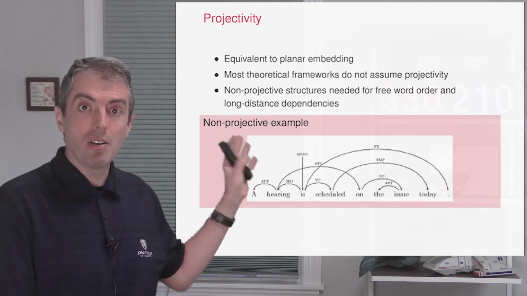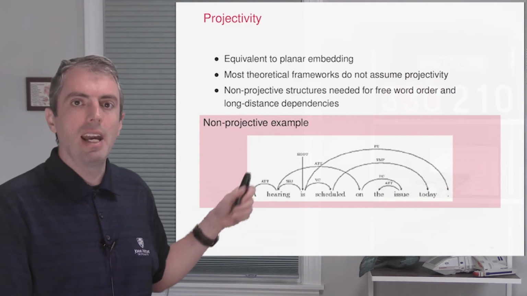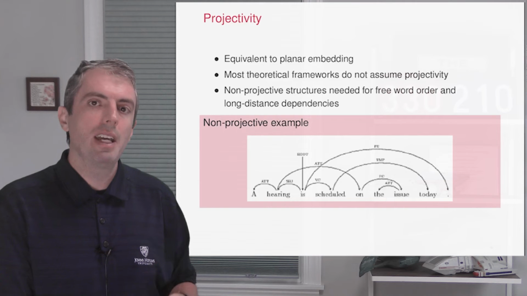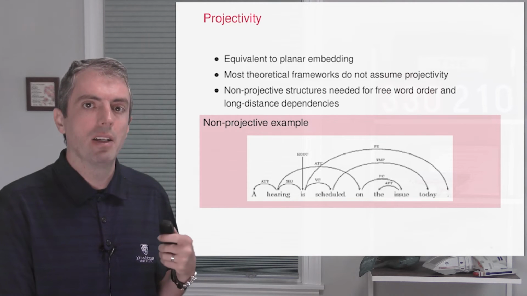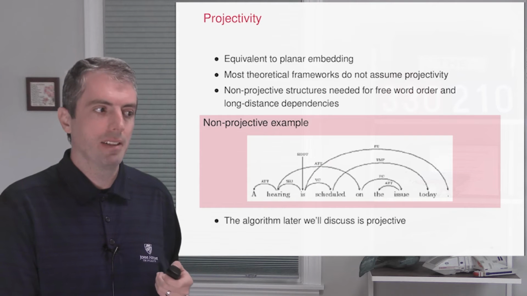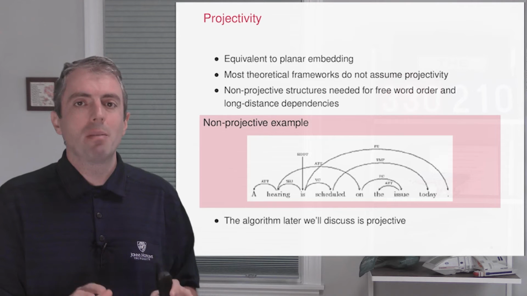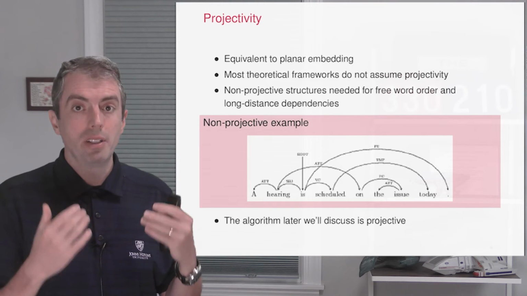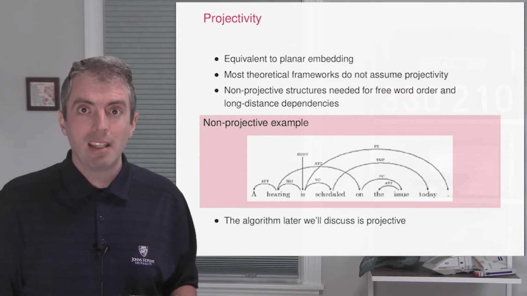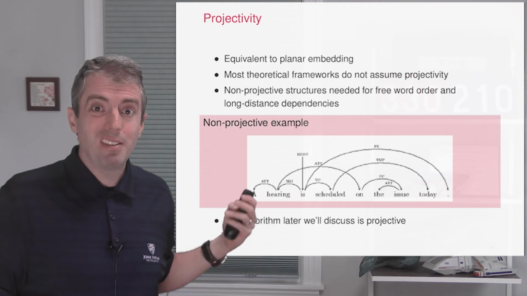So here is a rare non-projective sentence in English. A hearing is scheduled on the issue today. The edge going from scheduled to today crosses the edge going from hearing to on. And so this makes the sentence non-projective. For English, the vast majority of sentences are projective, so it's often simpler to create algorithms that create projective parses. They're faster and have higher accuracy. So they'll only output projective trees.